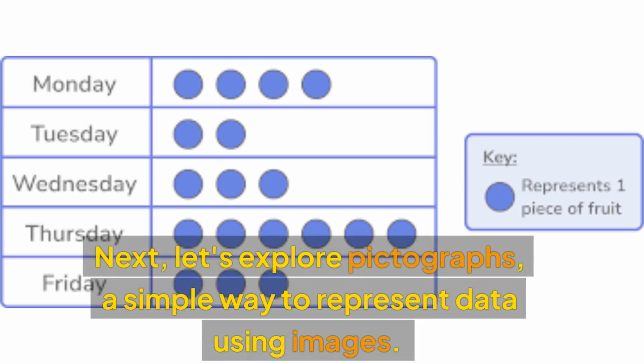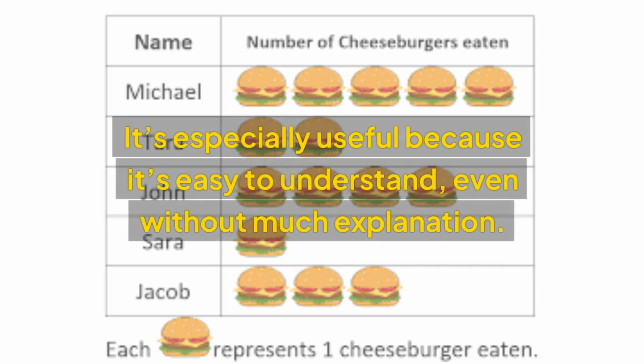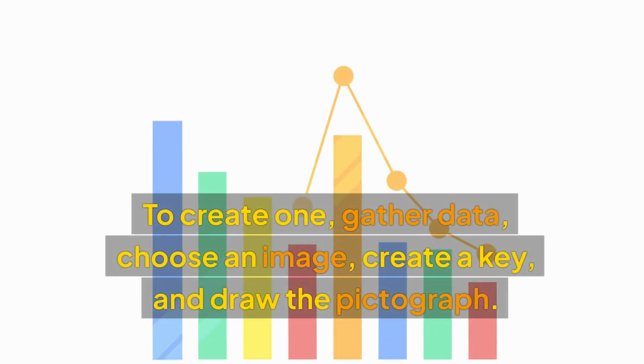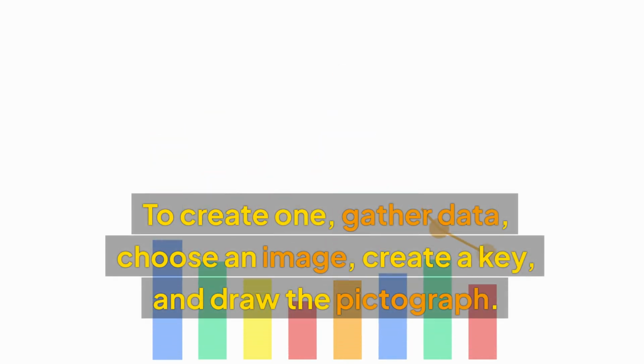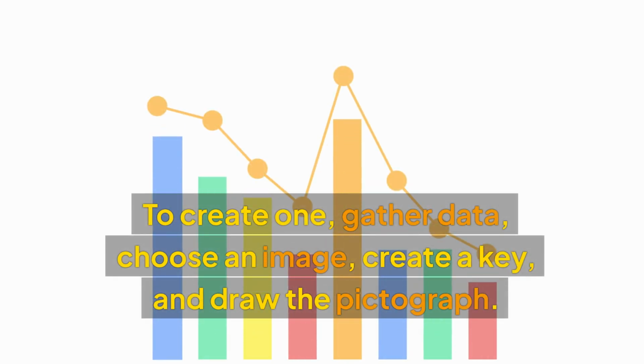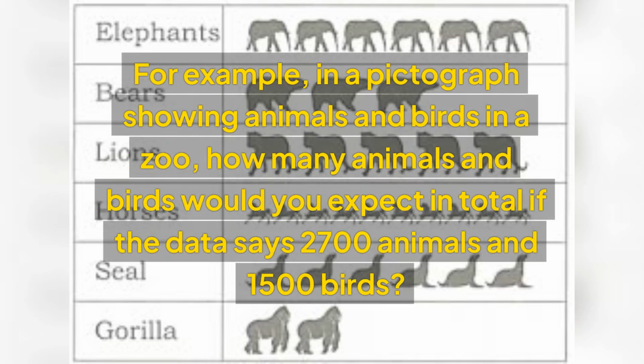Next, let's explore pictographs, a simple way to represent data using images. This method allows you to convey information at a glance. It's especially useful because it's easy to understand, even without much explanation. To create one, gather data, choose an image, create a key, and draw the pictograph. For example, in a pictograph showing animals and birds in a zoo, how many animals and birds would you expect in total if the data says 2,700 animals and 1,500 birds?